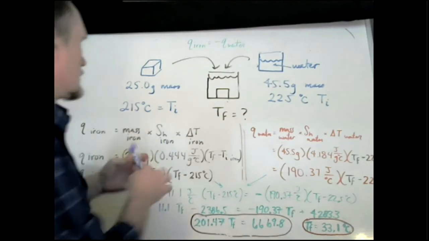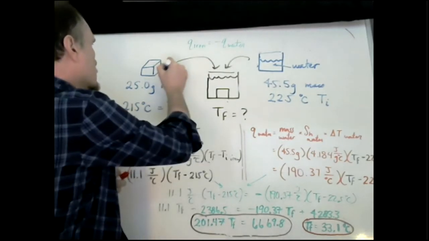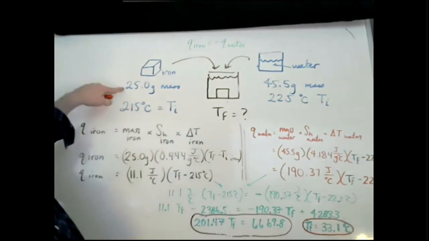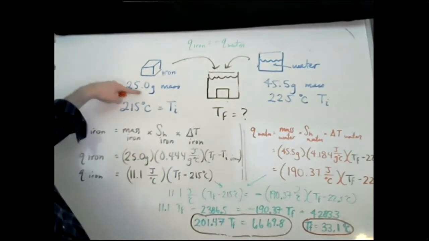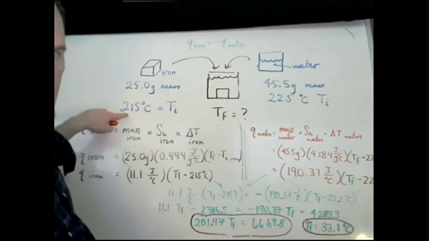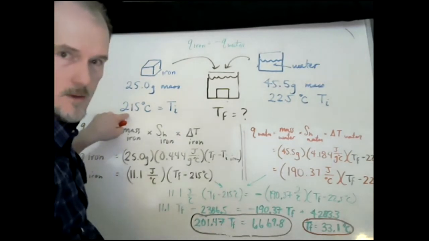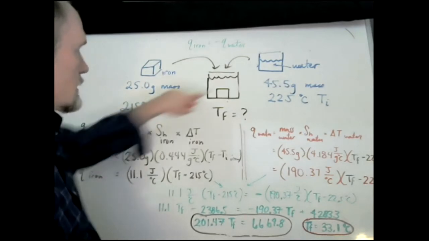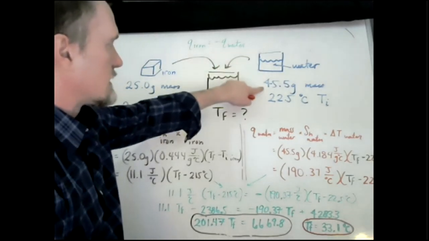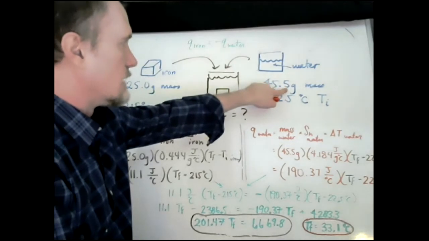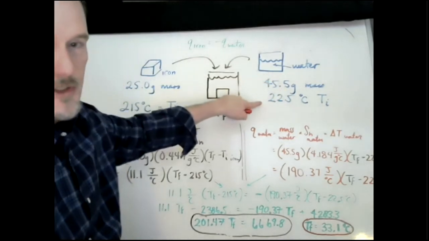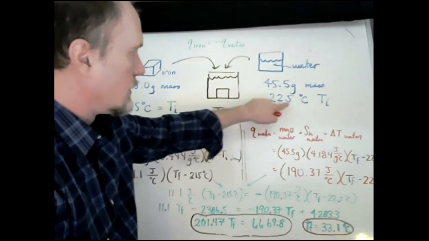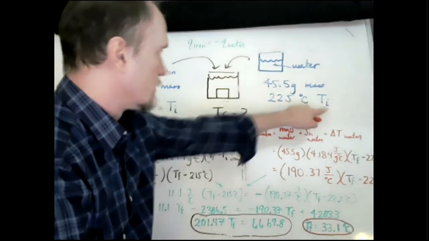Let me label this iron. Piece of iron. There's its mass, 25.0 grams. There's its initial temperature that it's going to start out with when it's hot, right? When it's been heated up, 215 degrees Celsius. I have a beaker of water, and the mass of the water is 45.5 grams. And its initial temperature, because it's relatively cool, room temperature, the water is 22.5 degrees Celsius, initial temperature.